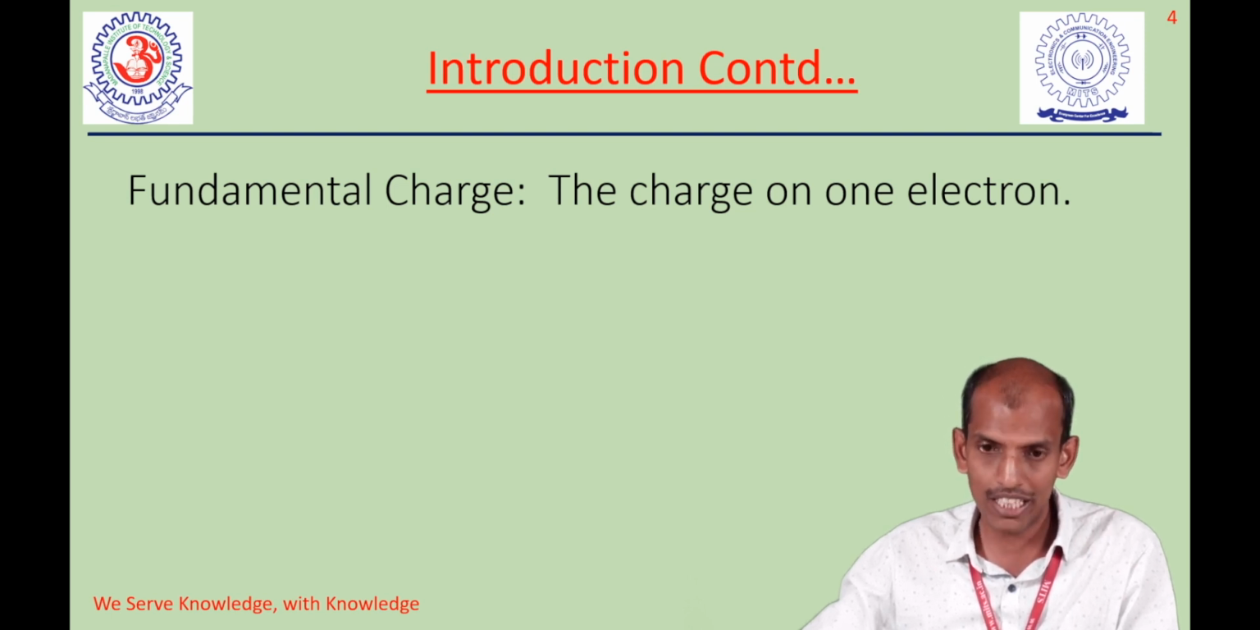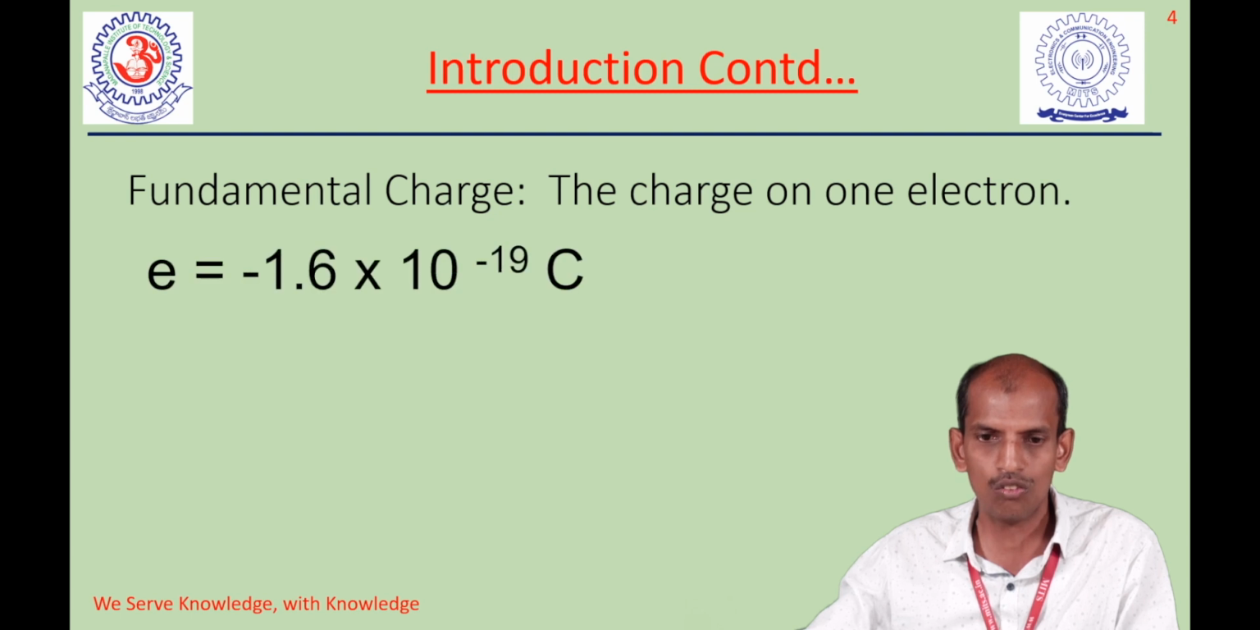But we can study the properties of charge, what its characteristics are. So fundamental charge is defined as the charge on one electron, which all of us know from our basics of physics and chemistry: the charge on one electron is minus 1.6 into 10 to the power minus 19 coulomb. So coulomb is the unit of charge.